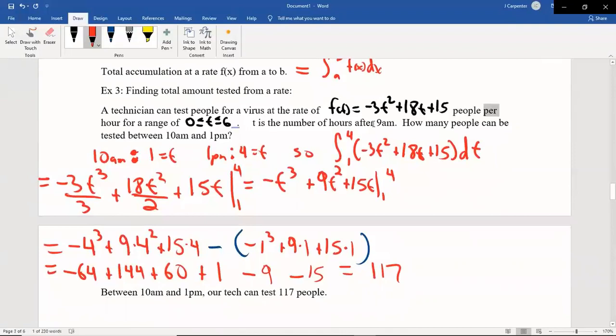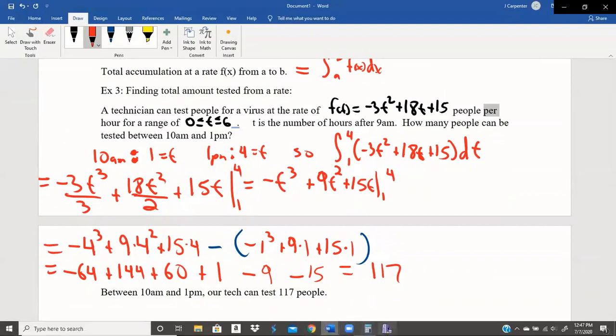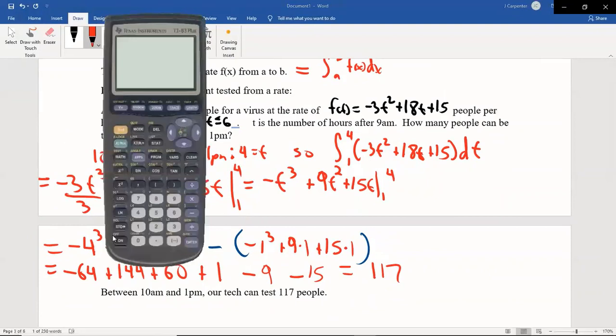So what a lot of students will accidentally do at first is they'll just plug in the 1 and the 4 into the given function and subtract those. No, you have to integrate the rate. Now again, your calculator could have done all that for you. Because this is a nice whole number, if you actually go to second calc, option 7, and go from 1 is the lower limit to 4 the upper limit, it'll confirm that you get 117 people done basically during your peak productivity times.